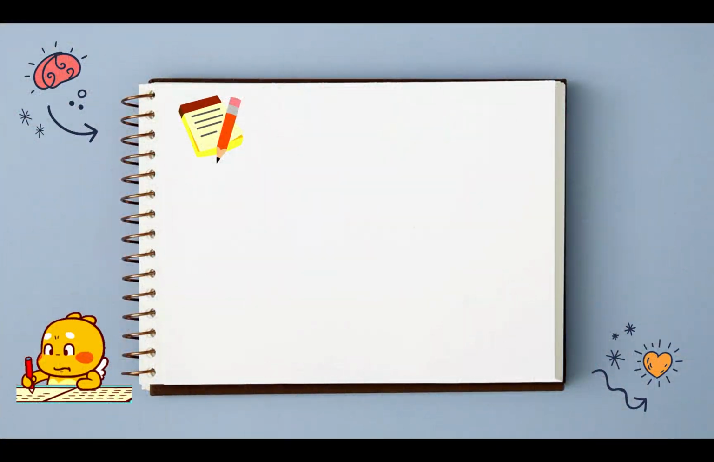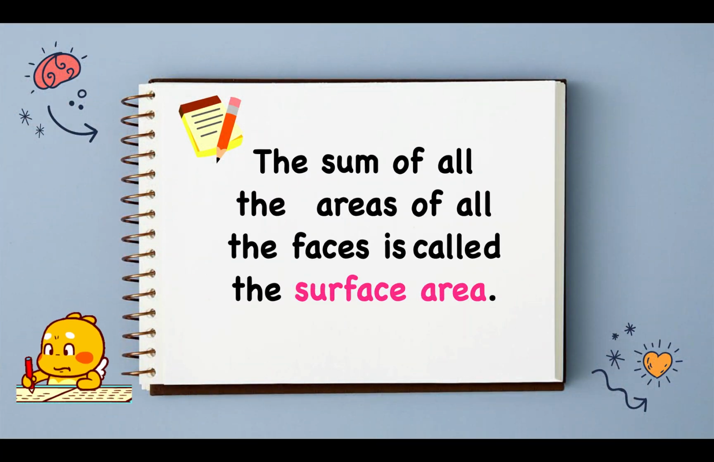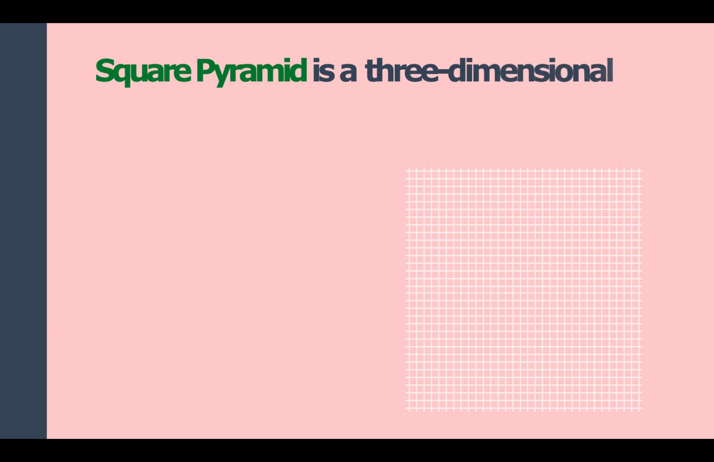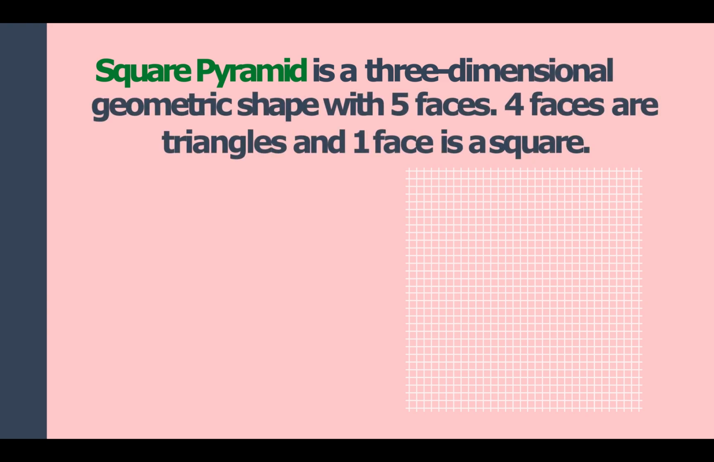The surface area is the sum of all the areas of the faces. And I hope you can still recall some of the formulas for the area of a figure. So to start with, let us first define and describe a square pyramid. A square pyramid is a three-dimensional geometric shape with 5 faces. 4 faces are triangles and 1 face is a square.